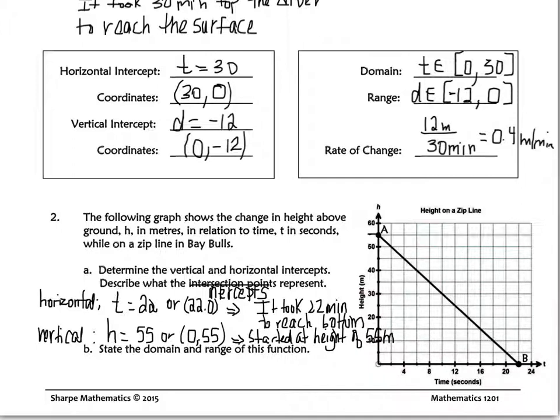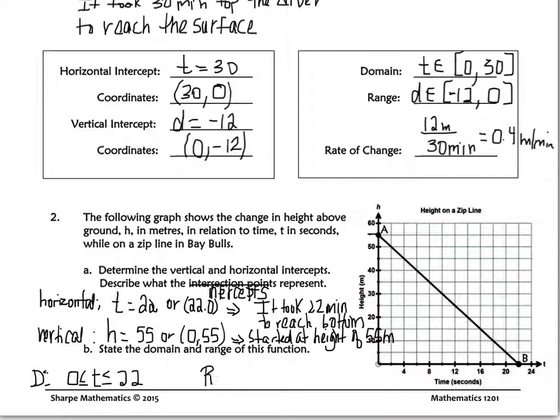Okay, state the domain and range of this function. So the domain would be, again, you can just do inequalities or interval notation, whatever you want, or set notation. I'll just use an inequality this time. So the lowest time that's used is 0. The highest time that's used is 22. And you'd have your times in between there.